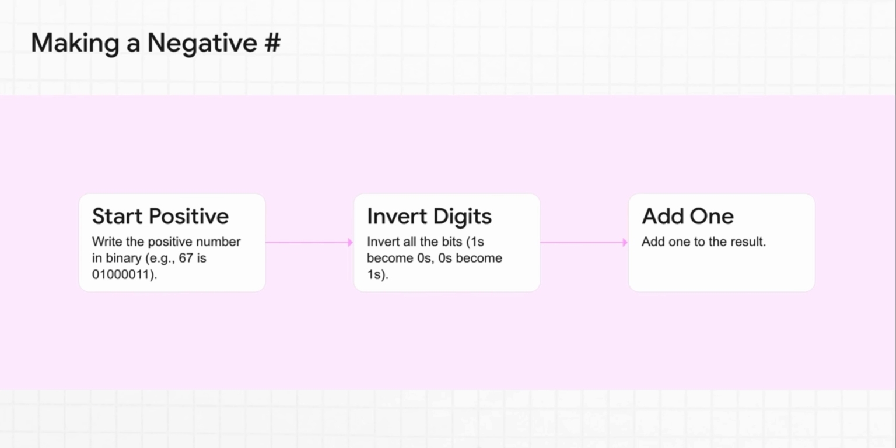So the most important point is that this system gives us a dead simple 3-step recipe to find the negative version of any number. You start with the positive binary number. Then you flip all the bits, so every 1 becomes a 0 and every 0 becomes a 1. And for the last step, you just add 1. It honestly feels like magic, but it works perfectly every single time.